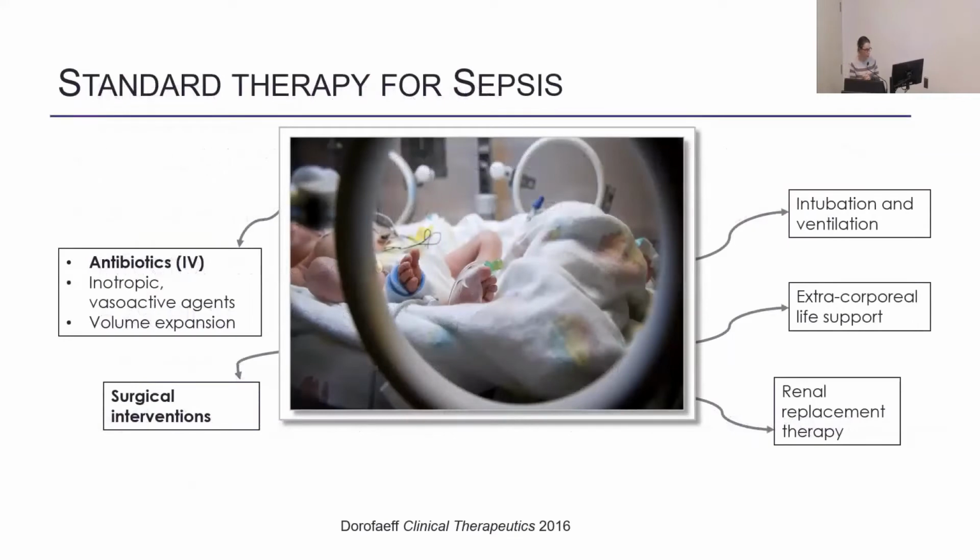So the standard therapy for sepsis or severe infection is IV antibiotics. They may get inotropic or vasoactive agents to impact on their heart rate, volume expansion, surgical interventions for source control. They may also be intubated, have ventilation, extracorporeal life support. So this would be where they'd have renal replacement therapy. And that's that organ support for organ failure.